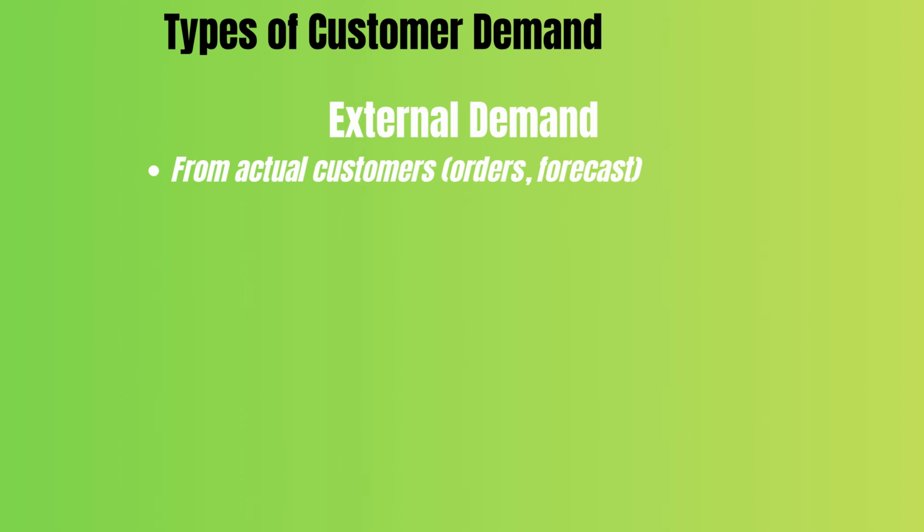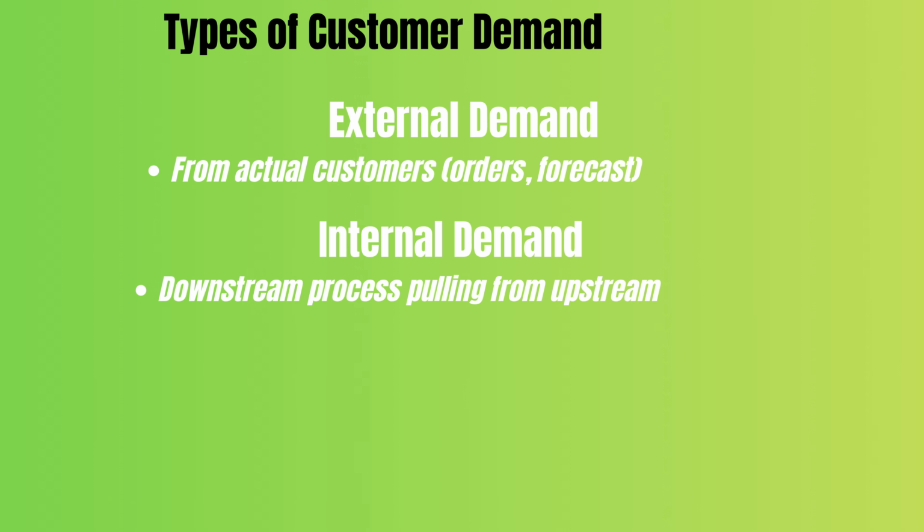Now let's understand the types of customer demand, because this is where a lot of confusion usually happens. First is external demand. This is what most people are familiar with, actual customer orders or forecasts coming from the market. This is what ultimately drives the entire value stream. Now second is internal demand. This is slightly different. Here, one process is acting like a customer to another. So a downstream process pulls material from the upstream process based on its requirement. This is the foundation of a pull system inside the plant.